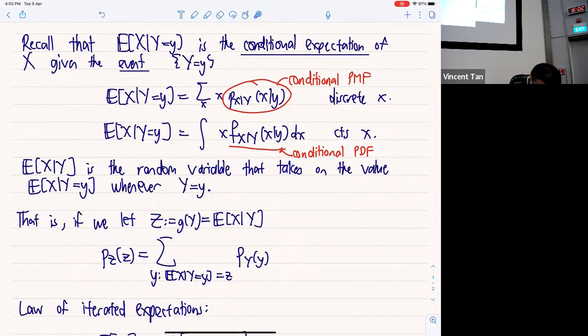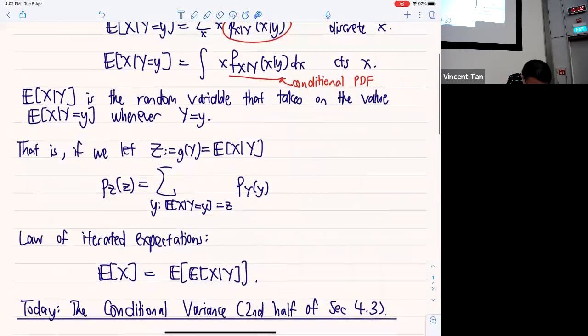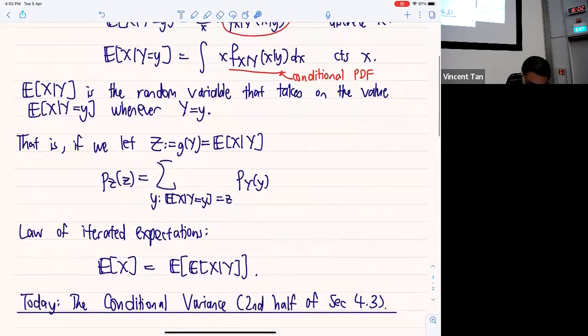If I let z be this particular random variable, the conditional expectation of a random variable given another random variable is a function of what you condition on, g of y. That is a certain function. But a function of a random variable is a random variable, as we have learned before. It's given by a certain formula that I will use examples to illustrate. But I did so last time, so I will not belabor the point.